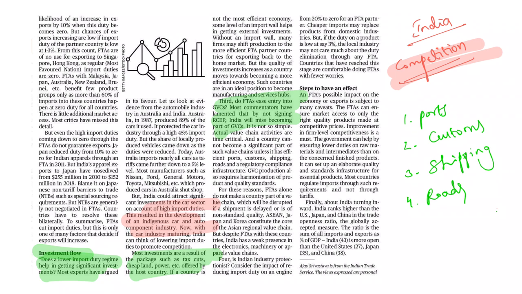And finally, the author gives a suggestion to improve firm level competitiveness, and this can be done by the government by ensuring lower duties on the raw materials.